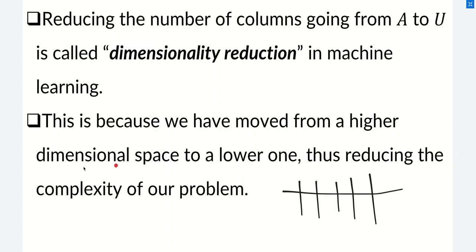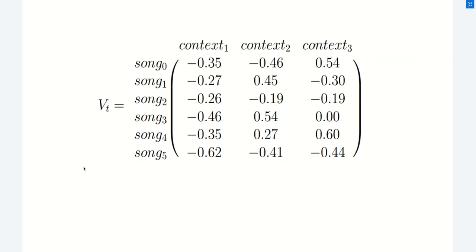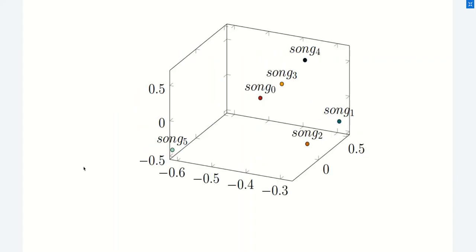A higher dimension space to what? To a lower one, thus reducing the complexity of the problem. So we move from a higher dimension to a lower dimension so that we can reduce the complexity of the problem. If you look at the VT also, it's also reduced. So here we have 3, then 5. We have reduced it, so we'll be able to work with it properly.